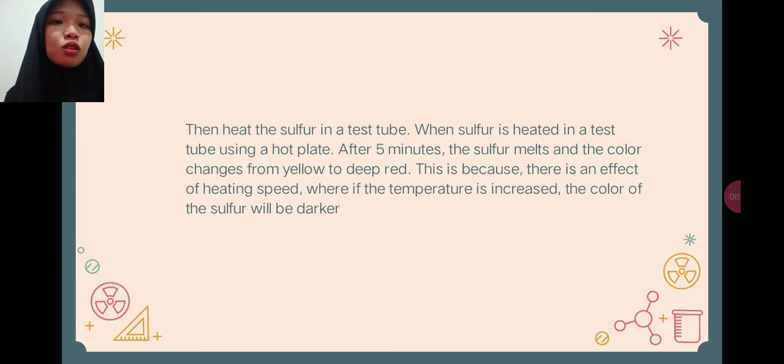Then heat the sulfur in a test tube. When sulfur is heated in a test tube using a hot plate, after 5 minutes, the sulfur melts and the color changes from yellow to deep red. This is because there is an effect of heating speed. As the temperature is increased, the color of the sulfur will be darker.